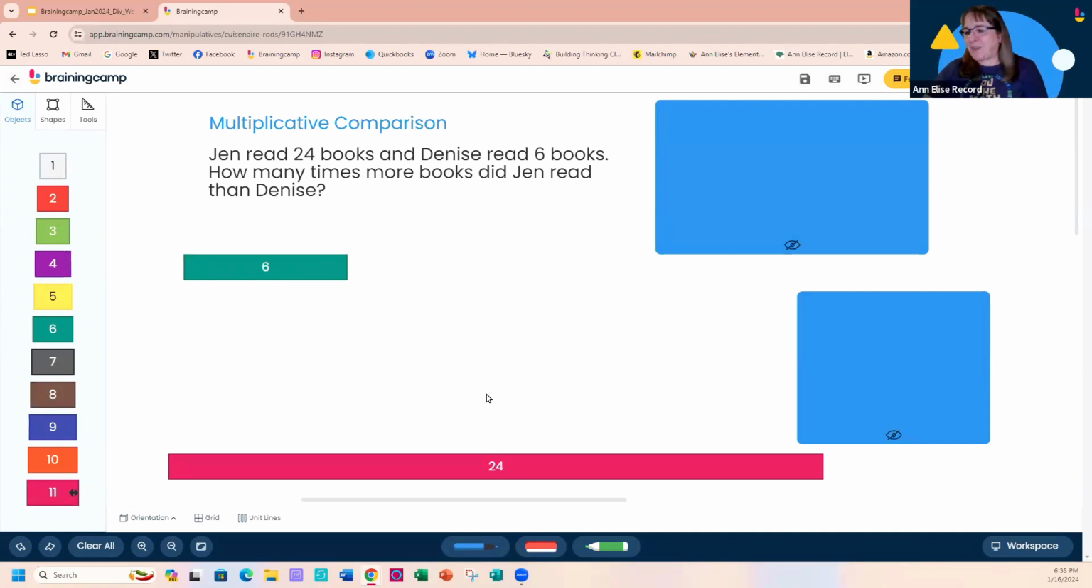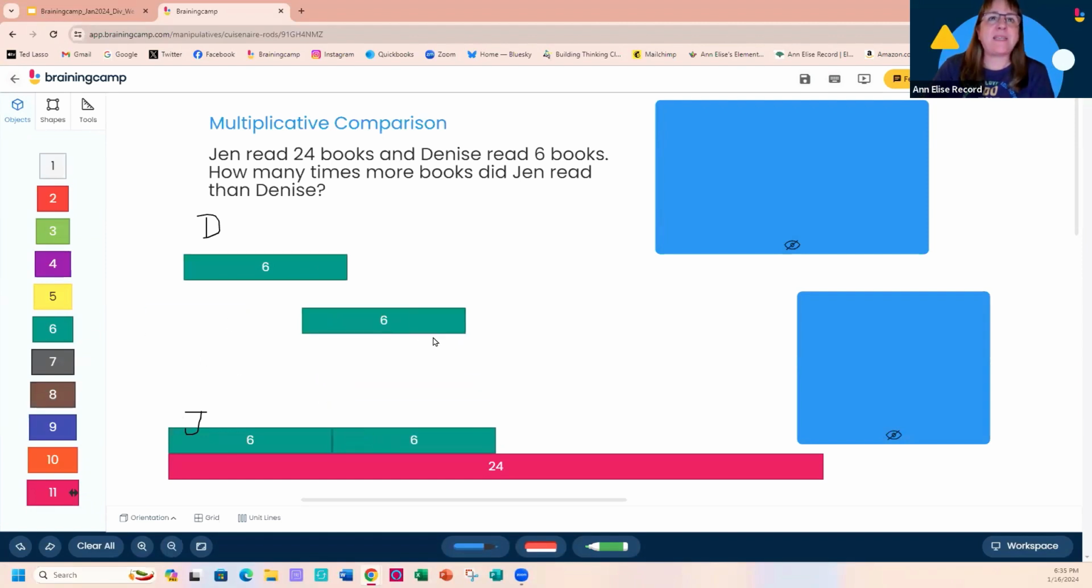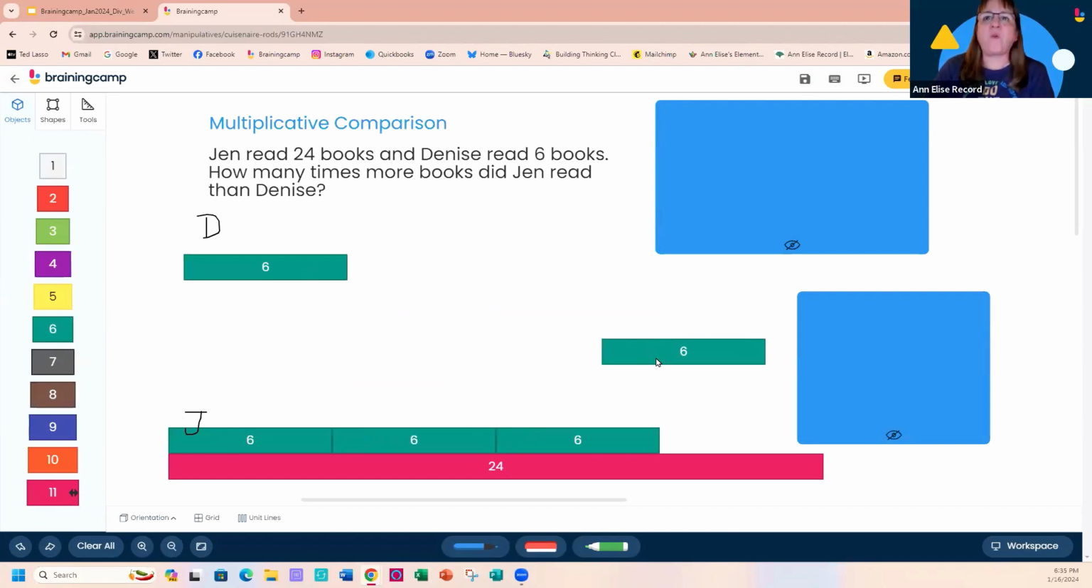But this is the relationship, is that there are two groups. There's Jen having the 24. And so just for tonight, I'm going to label that J as Jen and this D for Denise. But I would spell out those words, have the kids label them with words appropriate to the story context. But so here's Jen having read 24 and Denise read 6. How many times more? So the relationship is a multiplicative relationship. And in fact, it's that same repeated 6s. It's the amount that Denise read over and over and over again to make up the total amount for Jen. So it's a multiplicative relationship. You can see it's 4 of those 6s, 4 times as many.